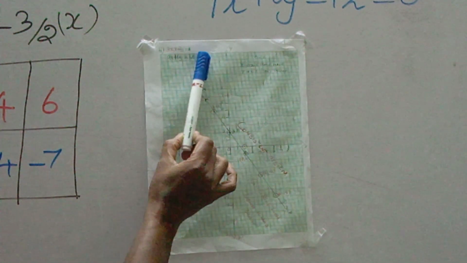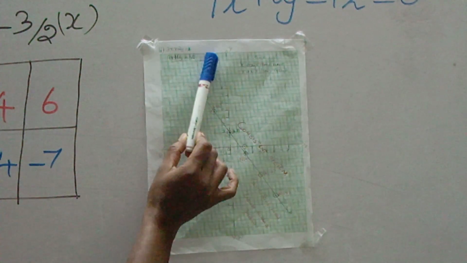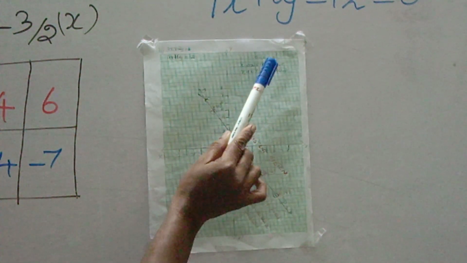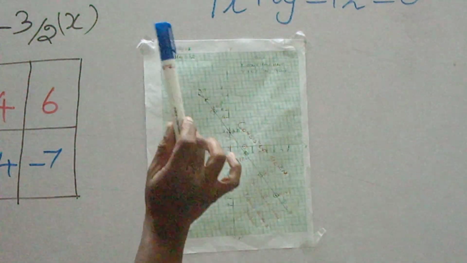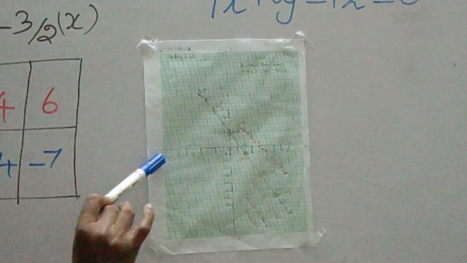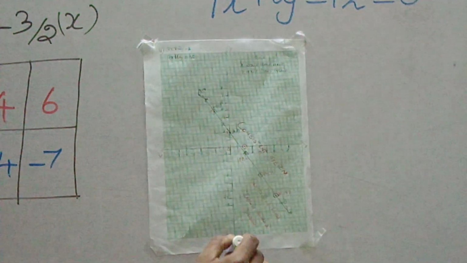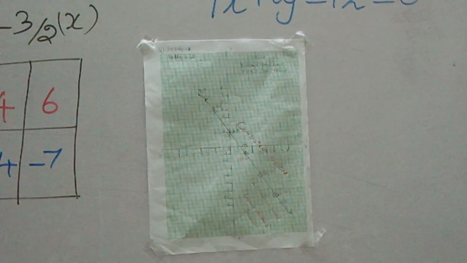3x plus 2y equal to 4. 9x plus 6y minus 12 equal to 0. Scale: x-axis 1 centimeter 1 unit, y-axis 1 centimeter 1 unit. Here this horizontal one is x-axis, vertical one is y-axis. I have taken 1 unit only.